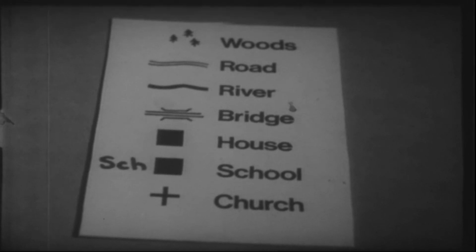These are all known as conventional symbols, and there are many more than I've given you here. They don't show, for instance, what the things that they represent look like, or how big they are. But once we know what the symbols mean, we can tell that at exactly the spot where they're marked on the map, the object they represent will be found.